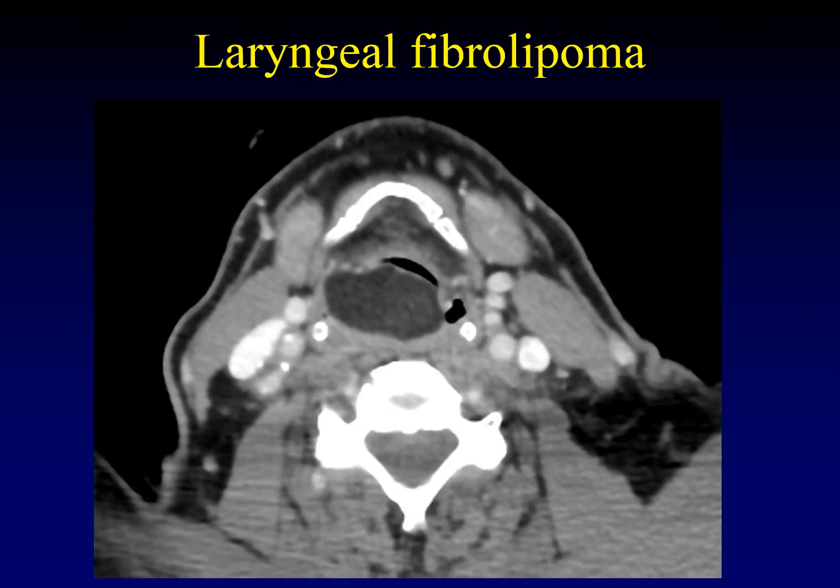Here's a laryngeal fibrolipoma. I mean, this is not the same color as fat. It is clearly a fat-containing lesion because it is of lower density than water, but it has mixed fibrous and lipomatous components. This doesn't automatically make it a liposarcoma. Just because there's a couple of little areas doesn't automatically make it a liposarcoma.